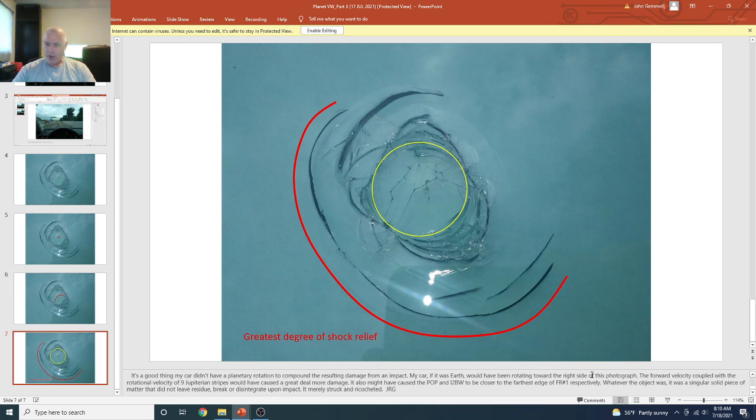The forward velocity coupled with the rotational velocity of 9 Jupiterian stripes would have caused a great deal more damage. Again, my rotational direction was incorrect. However, the 9 Jupiterian stripes is not incorrect. That's on the money. It also might have caused the POP and I2BW to be closer to the farthest edge of FR number 1, respectively. Whatever the object was, it was a singular, solid piece of matter that did not leave residue, break, or disintegrate upon impact. It merely struck and ricocheted.